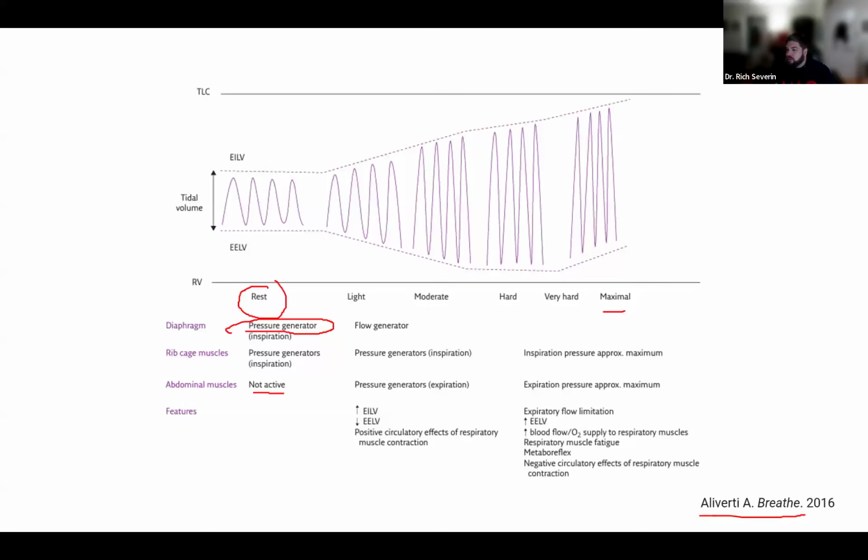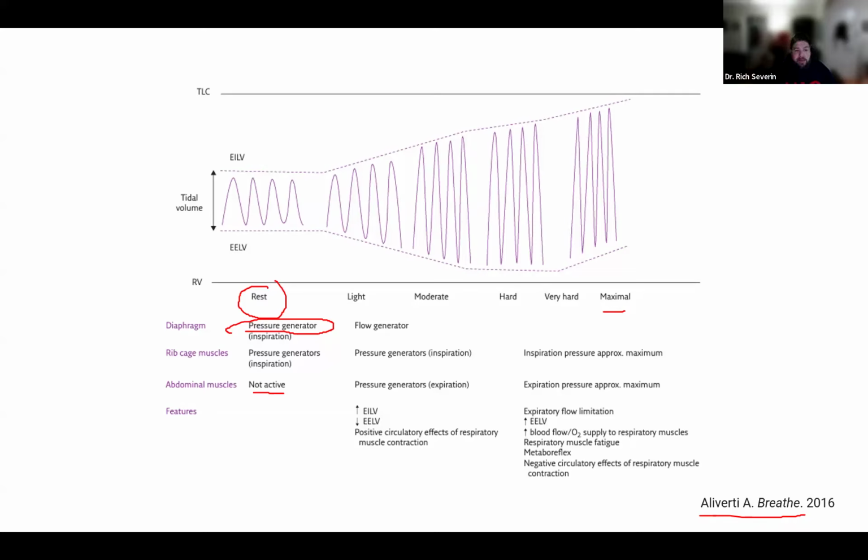They're not really doing too much because expiration, which is where the abdominal muscles kick in, is just recoil under resting conditions. There really is no active muscle activity going on with expiration, so the abdominals are kind of quiet. This changes when we begin to exercise.